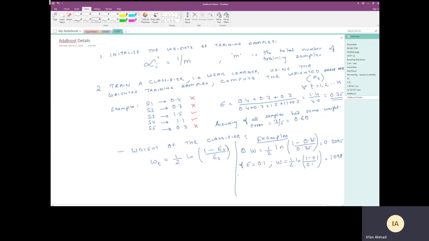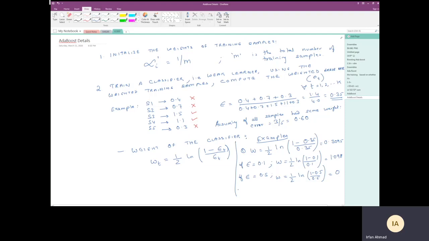Now, assuming the best a classifier can do is to achieve an error rate of 0.5, what happens in this case? If you plug this error rate into the equation for the weight, you get half log of 0.5 over 0.5, and half log 1 is basically 0. So if your classifier can only achieve a weighted error rate of 0.5, it's a random guess, a random classifier, so there's no weight for the classifier.